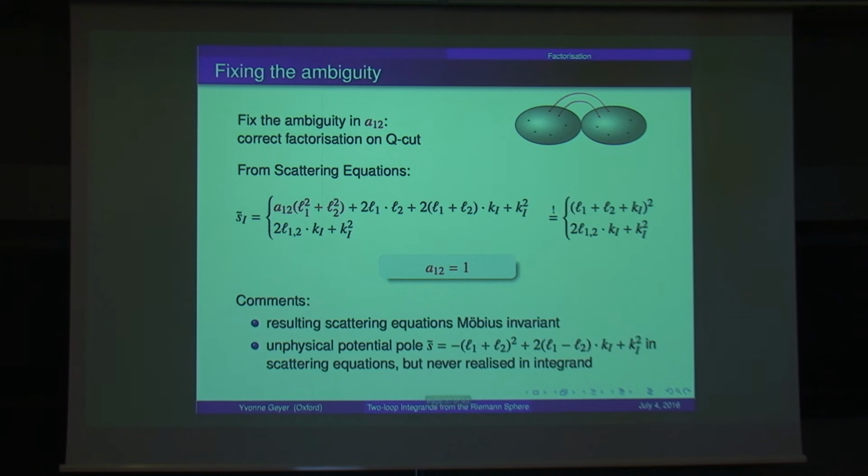Just two brief comments. Obviously, as they have to be, the resulting scattering equations with A12 equals 1 are Möbius invariant. So these are SL2C invariant, as they have to be, on the Riemann sphere. Now, the only other thing is, these scattering equations, I told you before, know about all potential poles. And in fact, they seem to know about a pole that you don't want here. So they know about a pole that looks like (minus L1 plus L2) square plus 2(L1 minus L2) dot Ki plus Ki square, which looks really bad. This is not a problem as long as this never appears in the integrands. So this effectively gives you a selection criterion for what integrands you can write down.